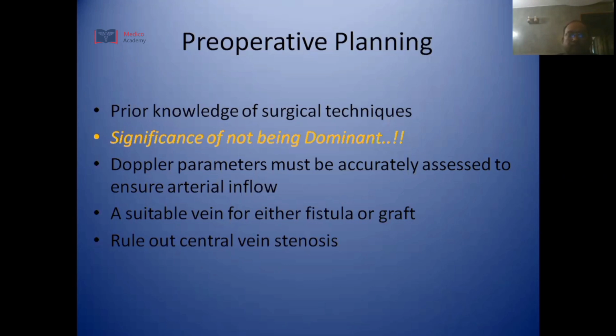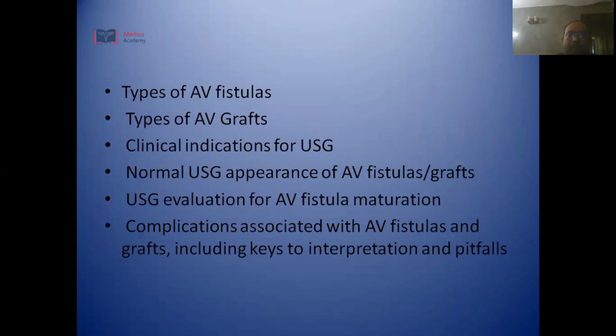Doppler parameters must be accurately assessed to ensure arterial inflow. A suitable vein for either fistula or graft should be assessed, and we should rule out central vein stenosis or thrombosis. We should know what the different types of AV fistulas are, the different types of AV grafts, the clinical indications for ultrasound, normal ultrasound appearance of the AV fistula or the graft, the ultrasound evaluation of fistula maturation, and complications which are associated with the fistula.